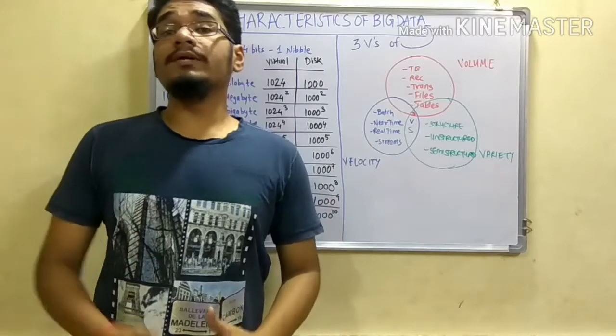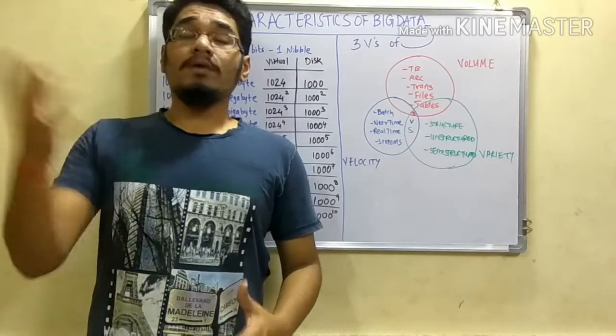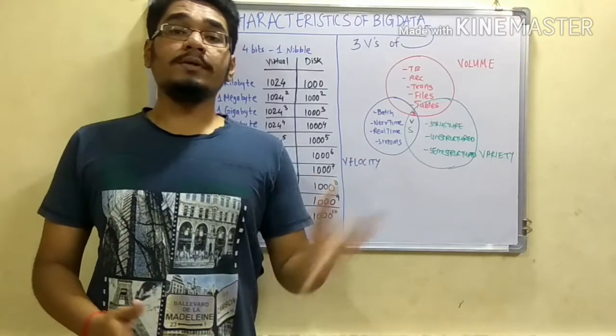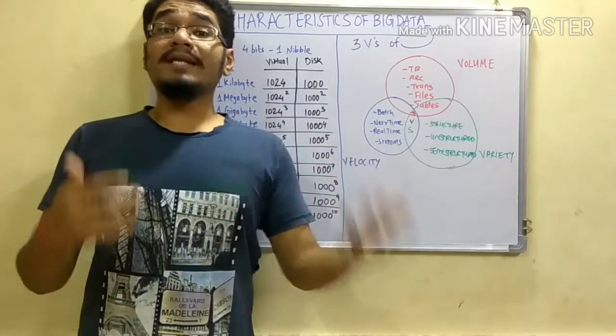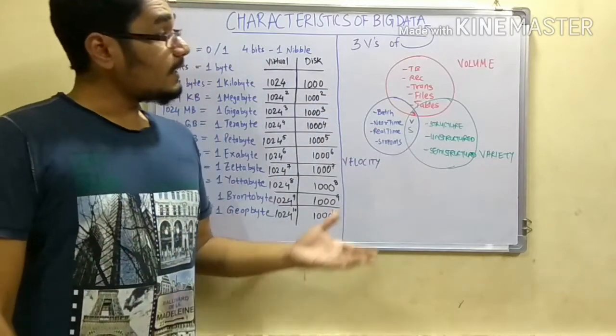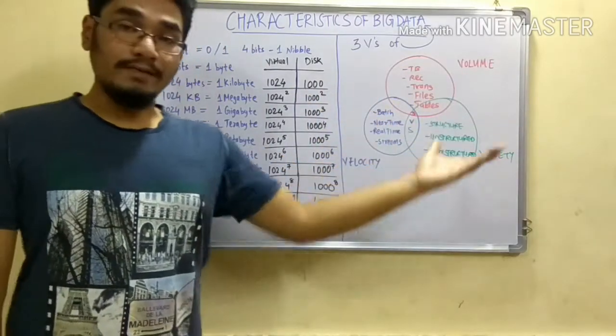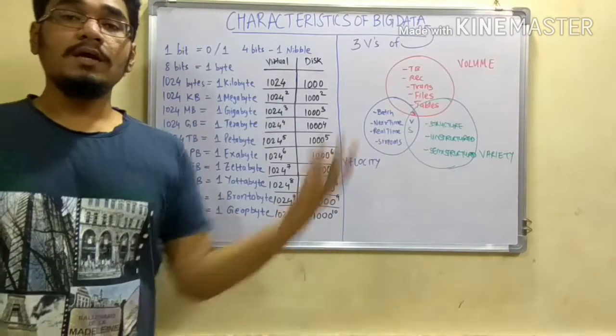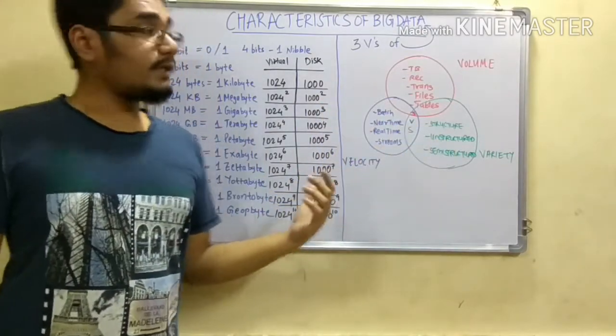So in my previous video, it was an introduction based on what big data is and how big data is collected. In this video we'll see the three main characteristics of big data, that is the three V's of big data: volume, velocity and variety. Let us see in detail what these three characteristics are.